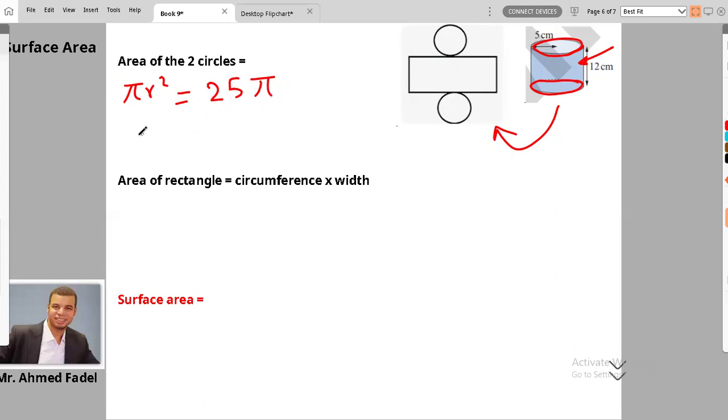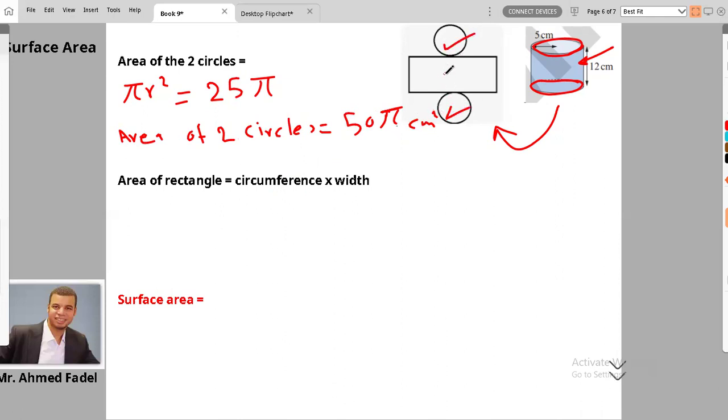Of one circle. So what is it going to be after that? We're going to need to multiply this by 2. So area of the 2 circles equals what? 50 pi, which is 25 pi times 2. 25 pi and 25 pi is actually going to be 50 pi. Good. Centimeters squared. Now we found the area of this circle and the area of this circle.